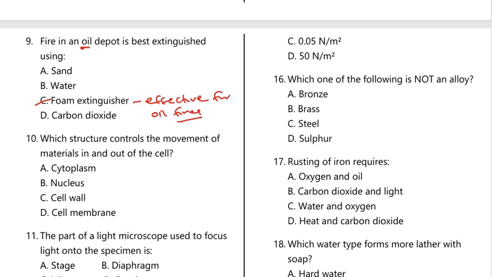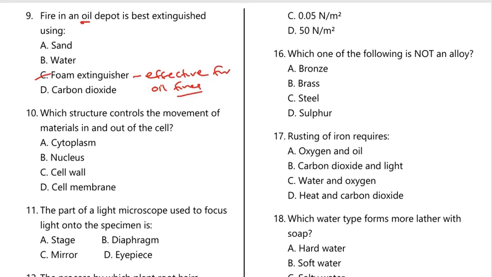10. Which structure controls the movement of materials in and out of the cell? In and out of the cell, we have cytoplasm? No. Nucleus? No. Cell wall? No. This one is to protect the cell from mechanical damage. Cell membrane? Yes. Cell membrane controls the movement of materials in and out of the cell.